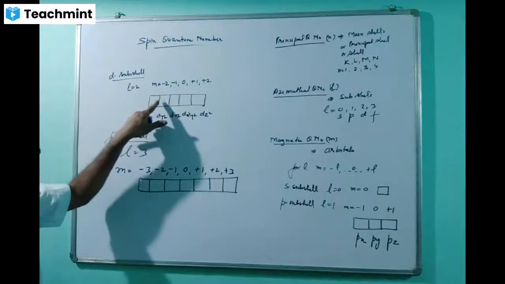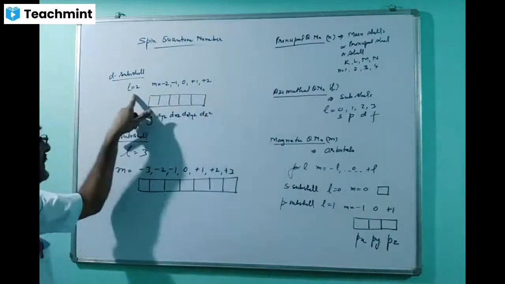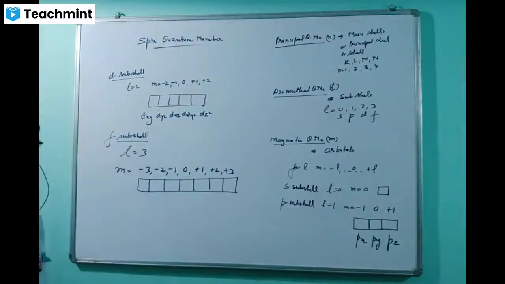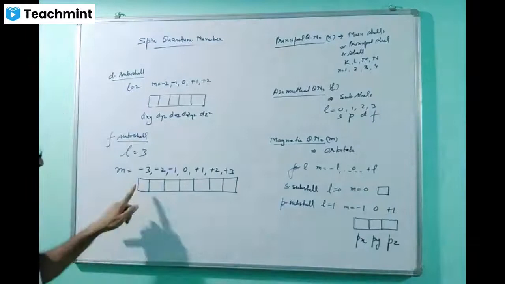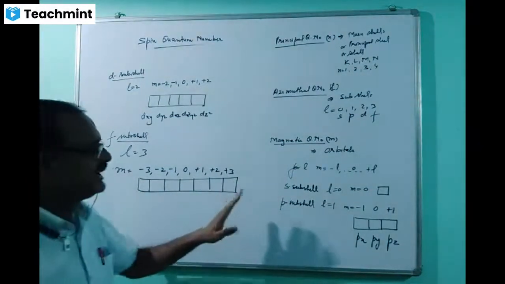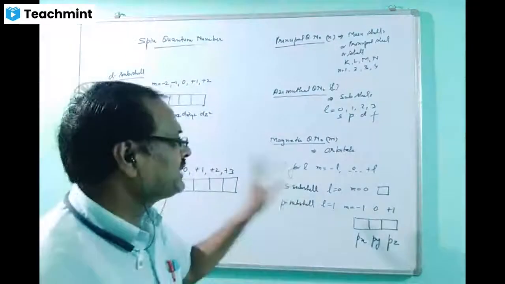D, yes, you see, 1, 2, 3, 4, 5. 5 to the 10. So in the D subshell, 10 electrons will be filled. Then in the F subshell, how many electrons can be filled? 14. Yes. So just you see, and then I have given you the spin quantum number.